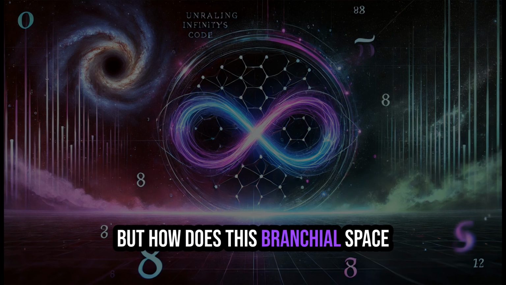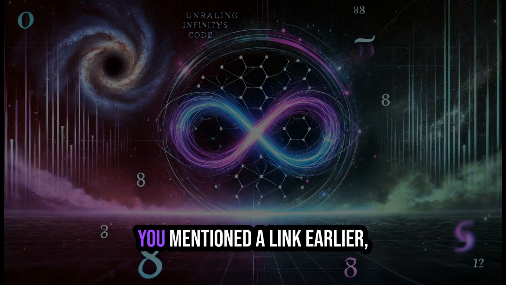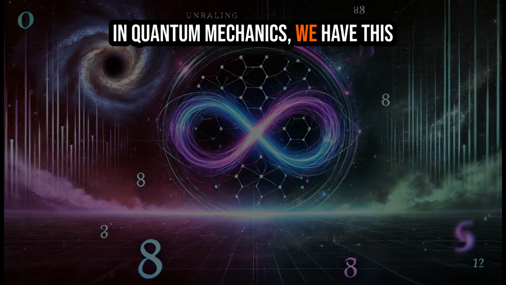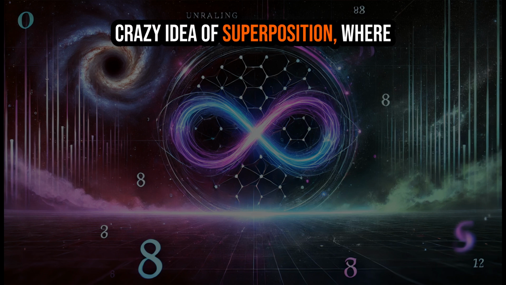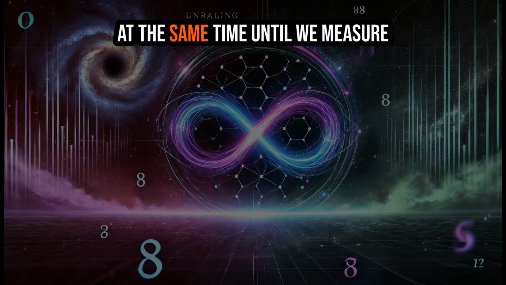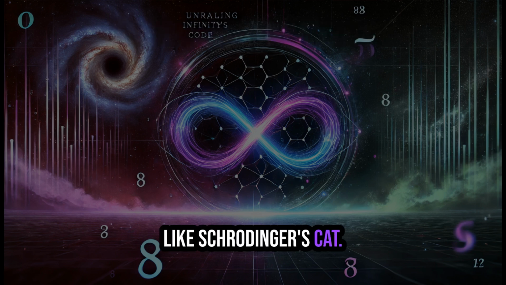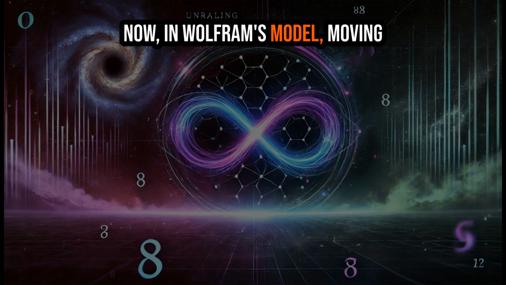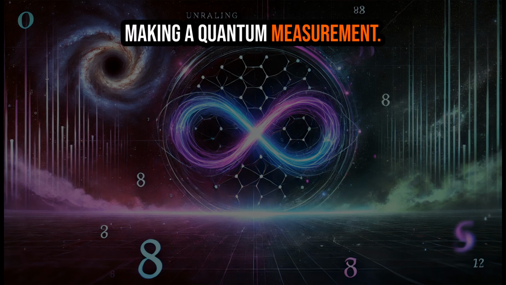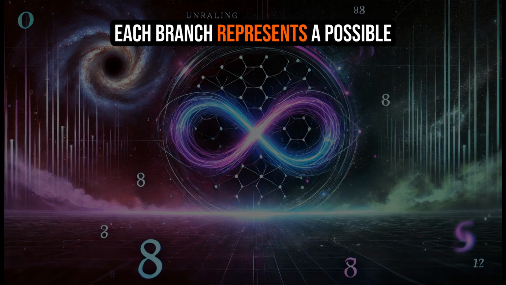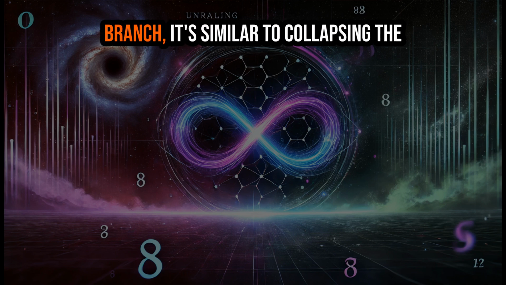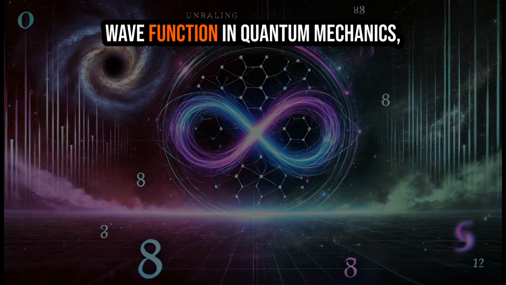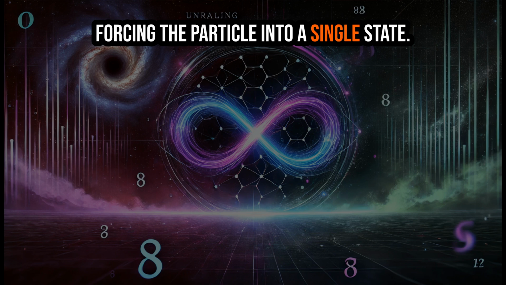But how does this branchial space connect to quantum mechanics? You mentioned a link earlier, and I'm curious to hear more. This is where things get really interesting. In quantum mechanics, we have this crazy idea of superposition, where a particle can be in multiple states at the same time until we measure it. Like Schrodinger's cat, both alive and dead until we open the box. It makes my head spin. Exactly. Now, in Wolfram's model, moving through branchial space is like making a quantum measurement. Each branch represents a possible outcome, and when we choose a branch, it's similar to collapsing the wave function in quantum mechanics, forcing the particle into a single state.